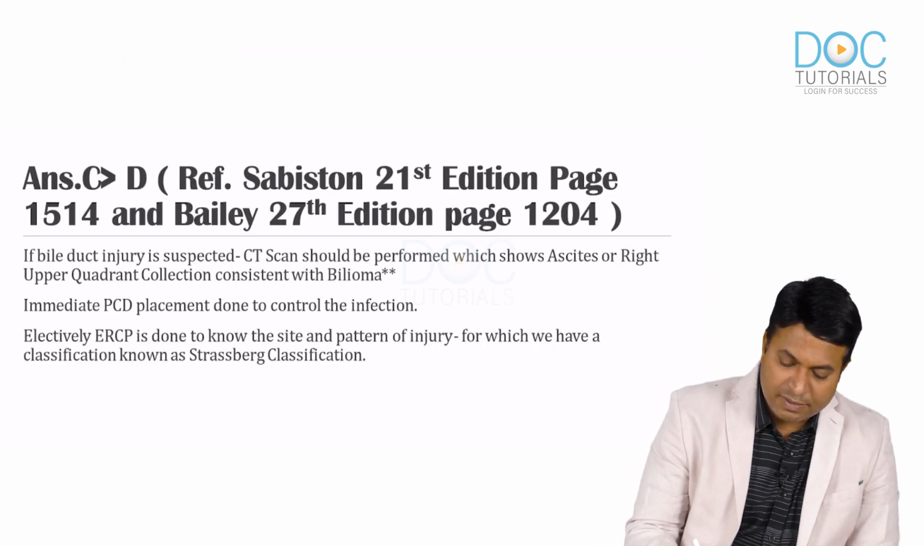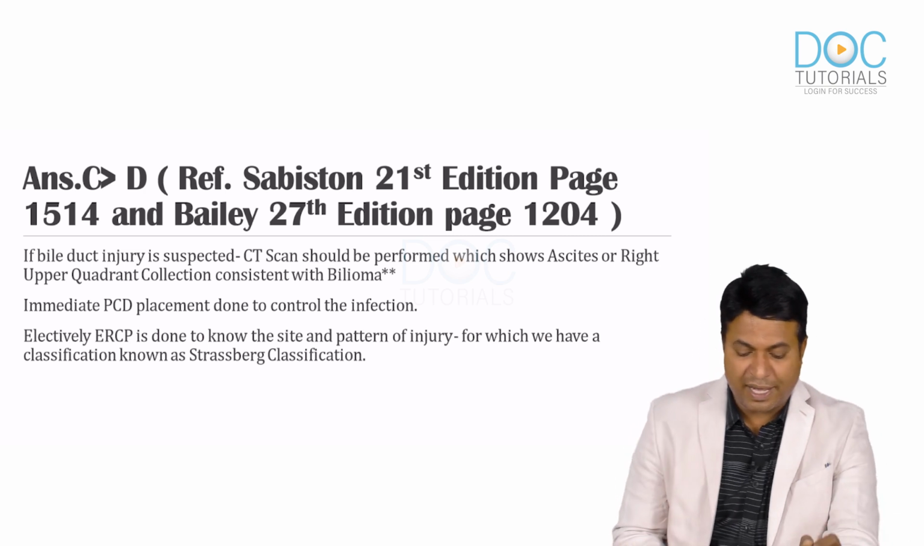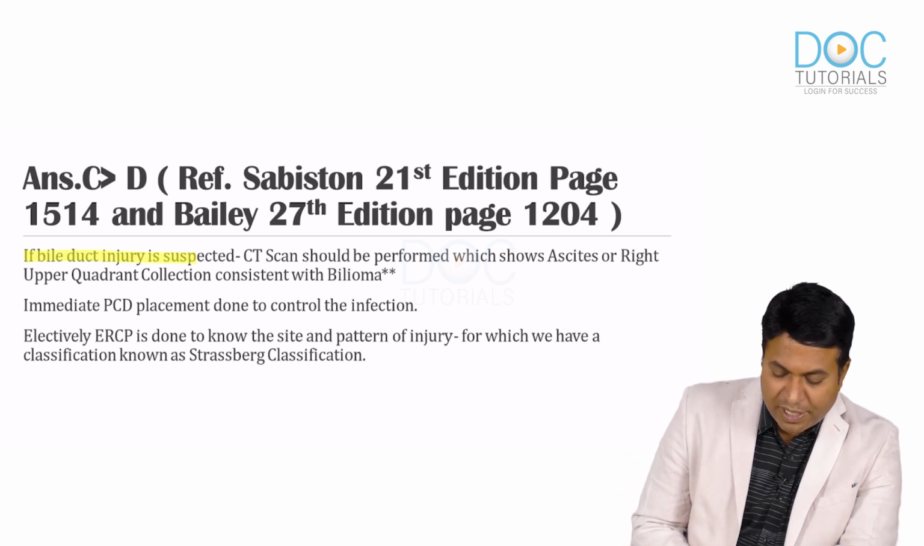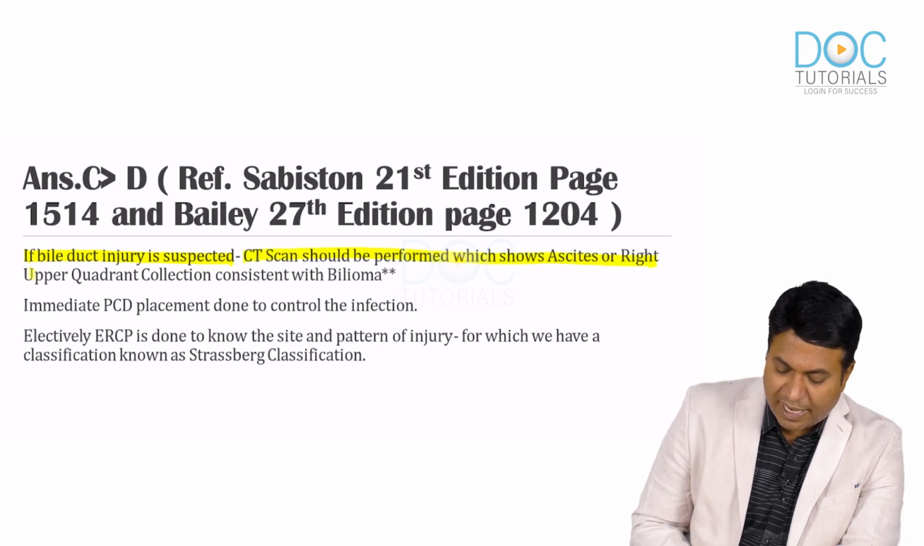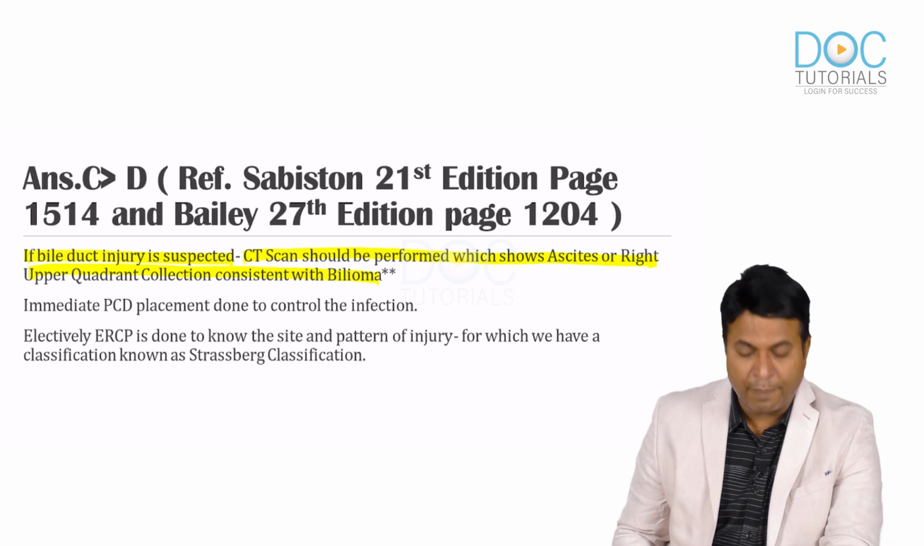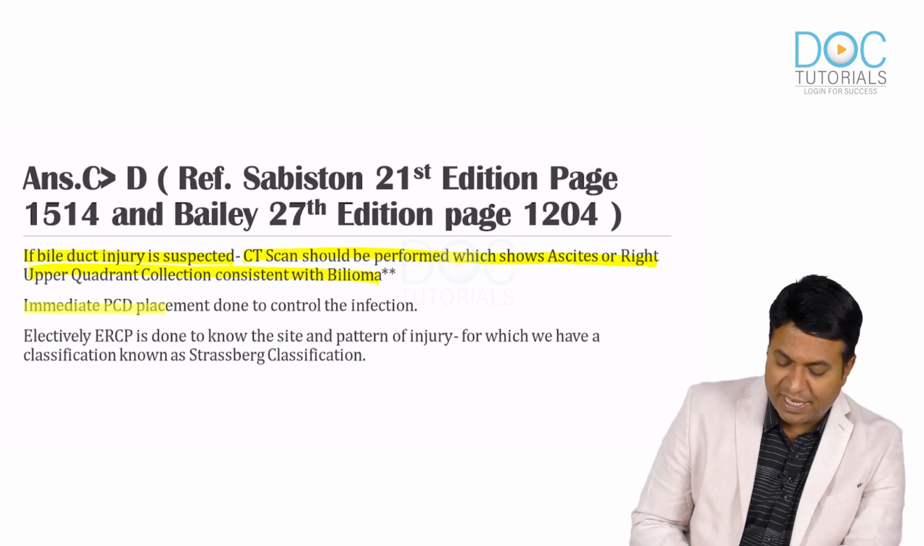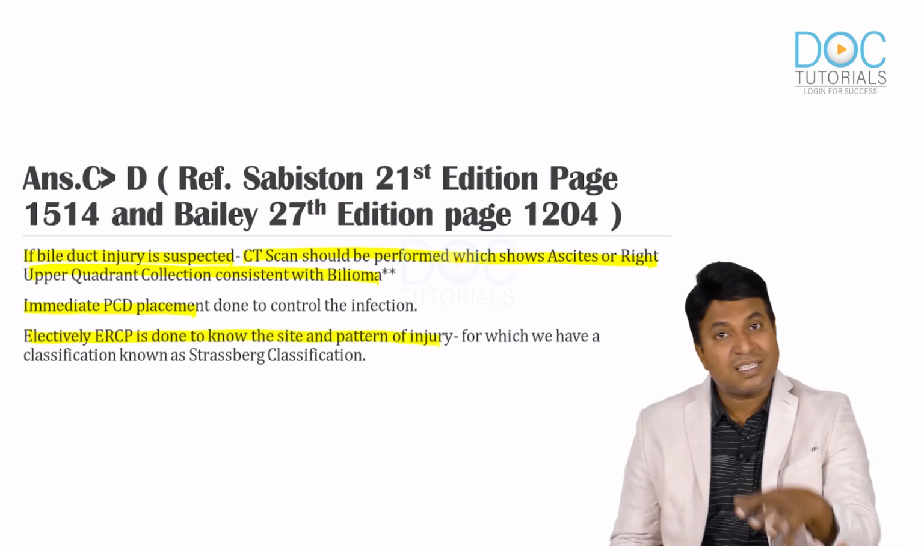But the point is, Sabiston directly gives one interesting line. Please read this line: if bile duct injury is suspected, CT scan should be performed, which shows ascites or right upper abdomen quadrant collection with bilioma. Immediately we should put a PCD and electively ERCP is done to know the site and patterns of injury. So ERCP is not an emergency.